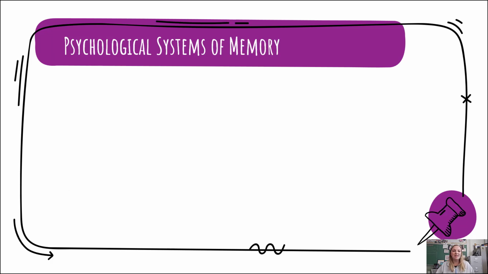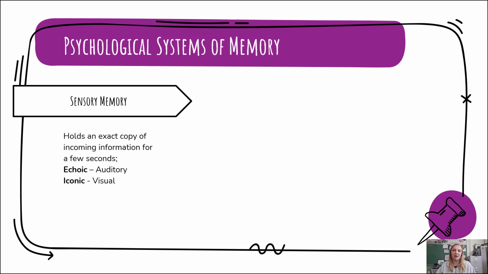So let's talk about the different systems of memory. There are 3 systems you need to know about. The first is sensory memory. Sensory memory holds an exact copy of incoming information for just a few seconds. Sometimes this can be as short as half a second long. We have 2 different types of sensory memory: echoic memory, which is our auditory sensory memory, and our iconic memory, which is our visual sensory memory.